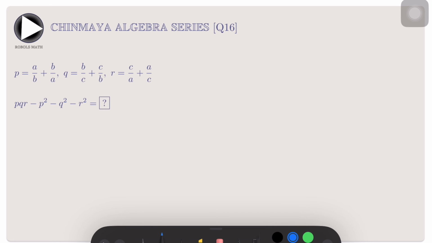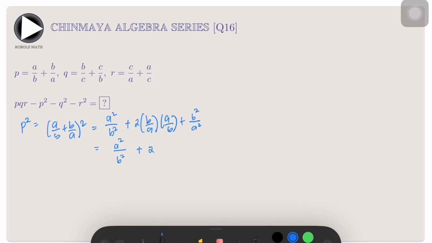Let's evaluate first P squared. We see that P squared is equal to (A over B plus B over A) squared. And that should give us A squared over B squared plus twice their product, A over B times B over A, plus the square of the last term, that's B squared over A squared. This is equal to A squared over B squared plus 2 plus B squared over A squared. So we'll have to remember this.